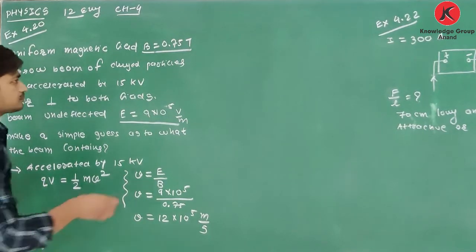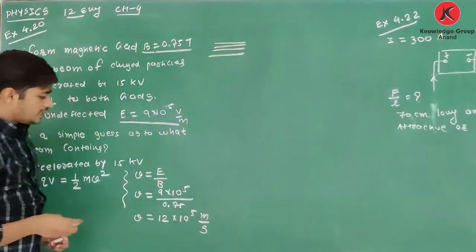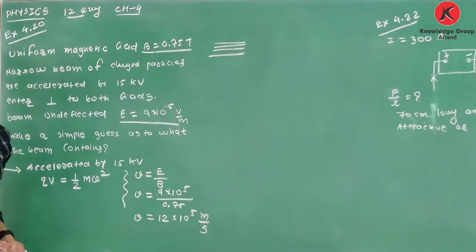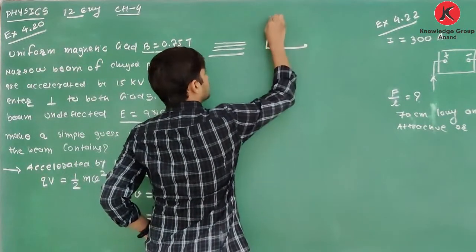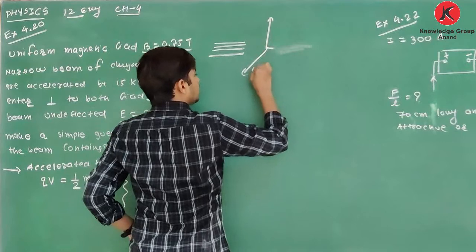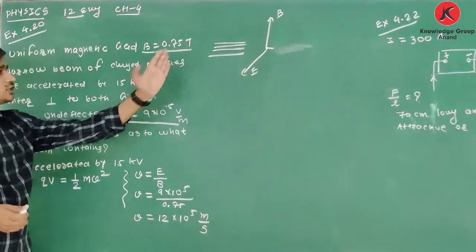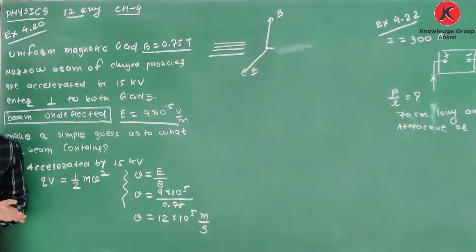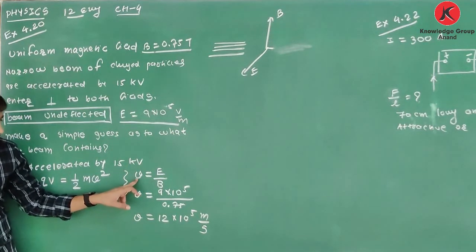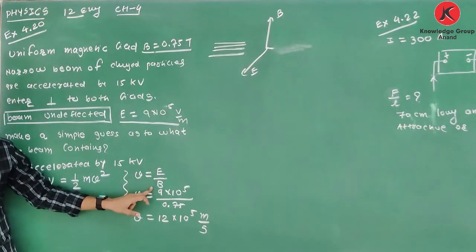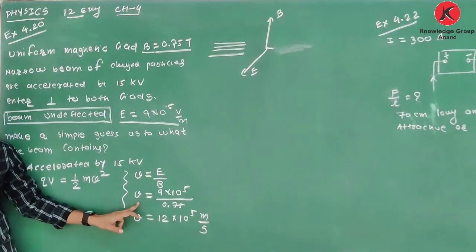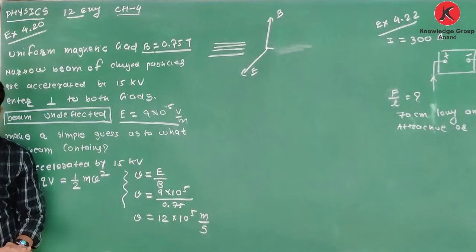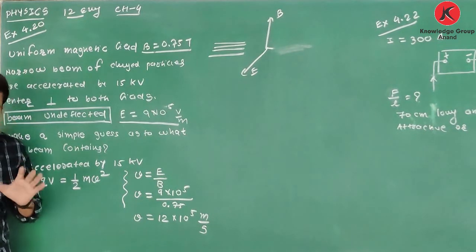See, in this beam, charged particles are moving perpendicular through crossed electric field and magnetic field, entering normally. The beam is moving undeflected. Remember the theory of the velocity selector. When charged particles move undeflected, the speed of the particle v is equal to E upon B. So first of all we have found v, which is 12 into 10 raised to 5 meter per second. Clear about this?